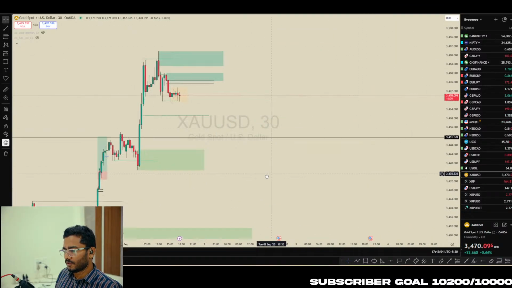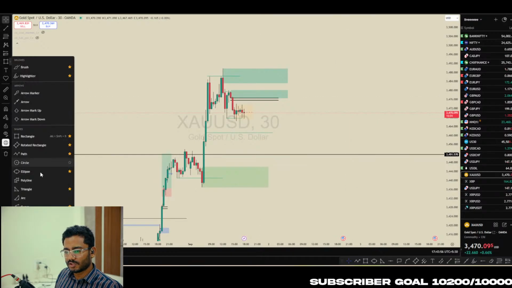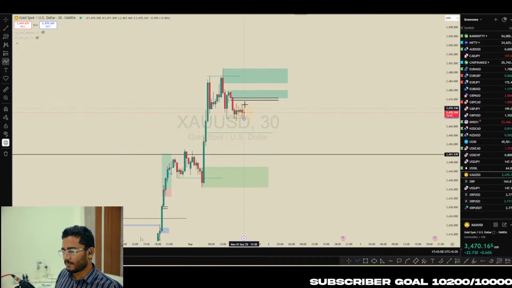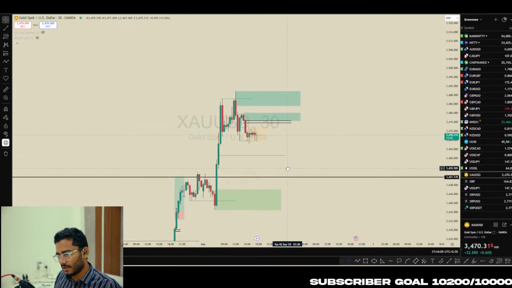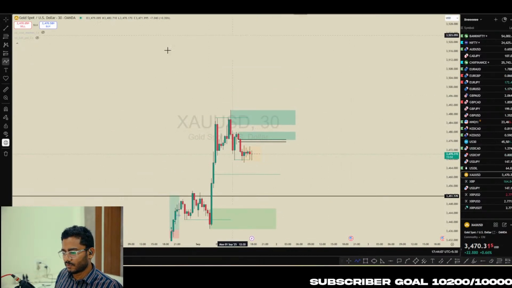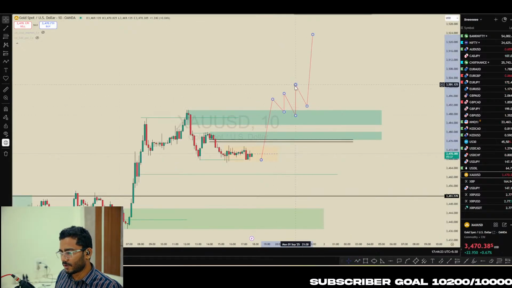Overall the structure on gold is to the upside, but it can create internal structure to the downside. So this is what I'm looking for. And let's say if price continues breaking this and gives us no confirmation to the downside, then we look for continuation, like it should sweep some kind of liquidity. Then we look for continuation from this zone, like trading a breakout with smart money, something like that.